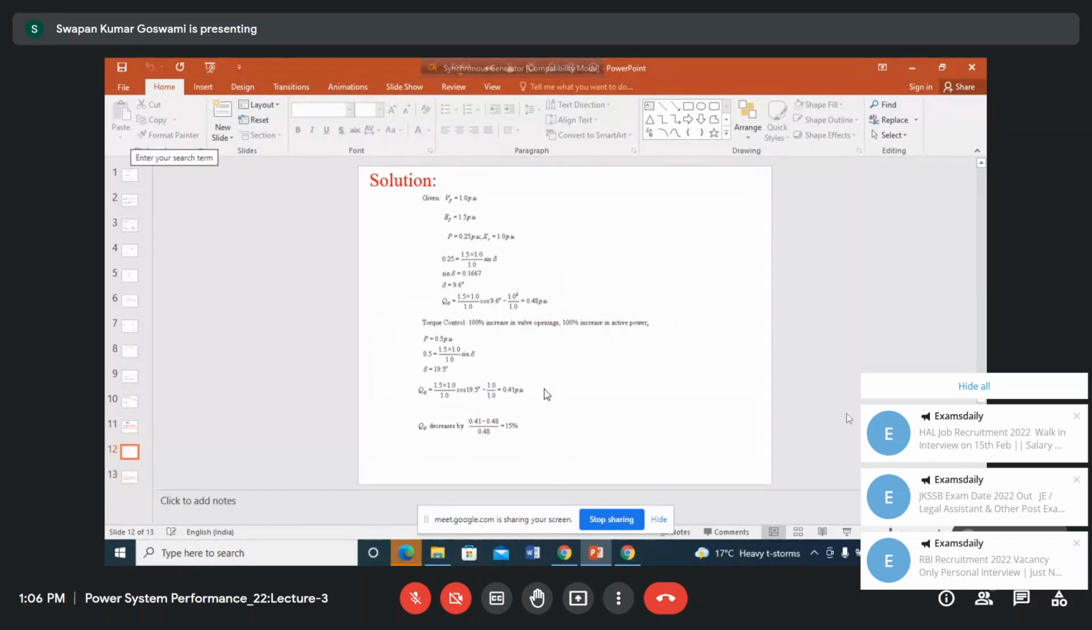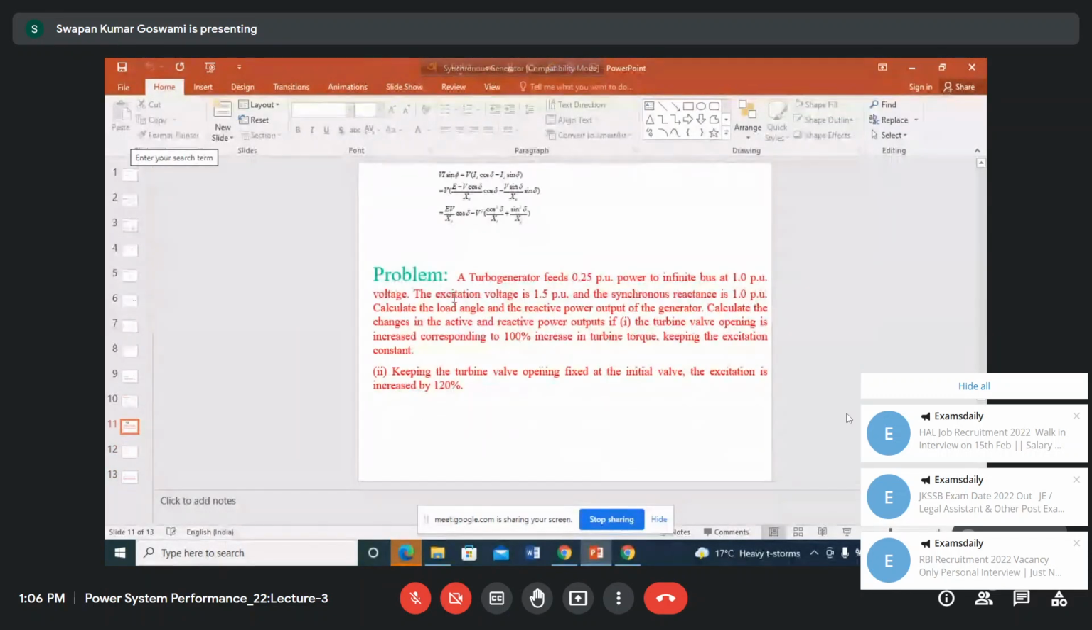Okay. Now you see what is the problem written. A turbo generator. Turbo generator means basically the generator connected to a steam turbine; generators driven by steam turbines are also called turbo generators. The turbo generator feeds 0.25 per unit power. You are familiar with per unit representation.